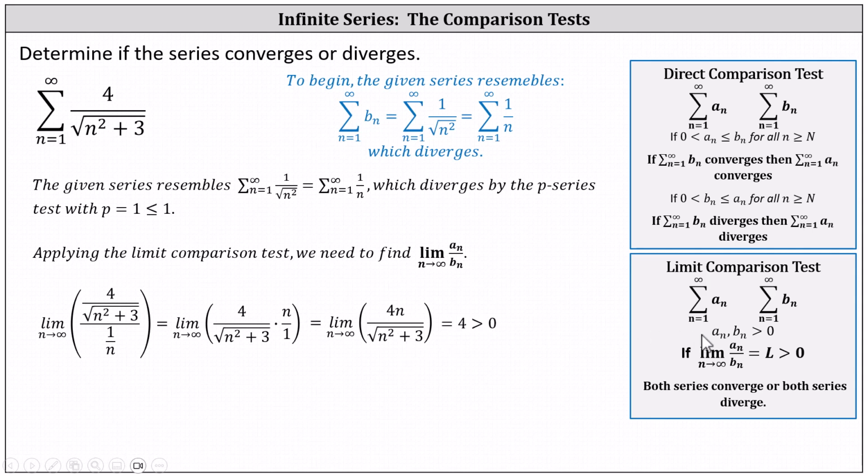And because 4 is greater than 0, we know by the limit comparison test the given infinite series diverges. Before we go, I do want to point out, notice here we used b sub n equals 1 divided by n for the comparison. We could have also used 4 divided by n, because 4 times a divergent series is still divergent.